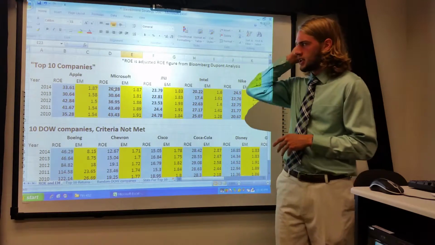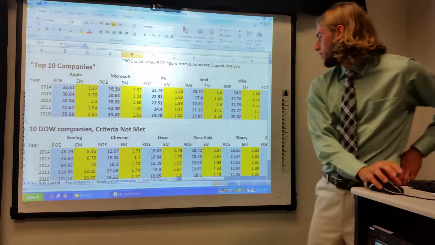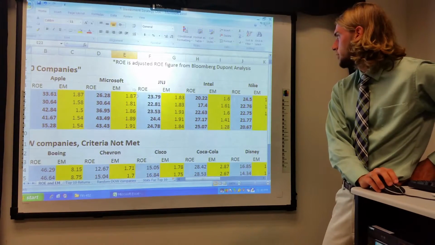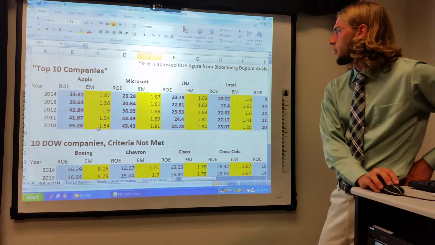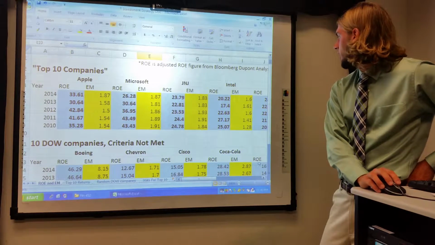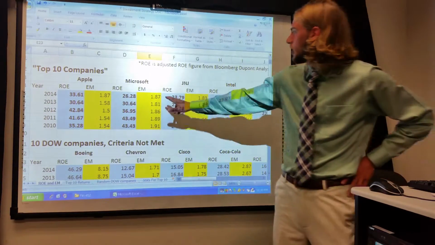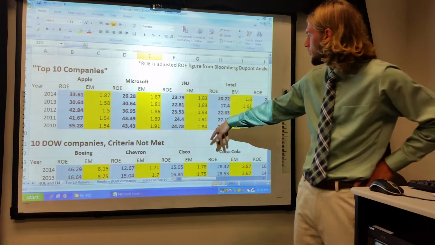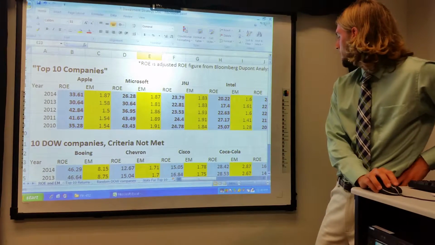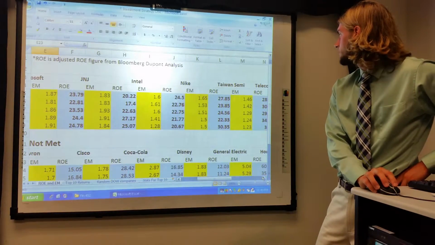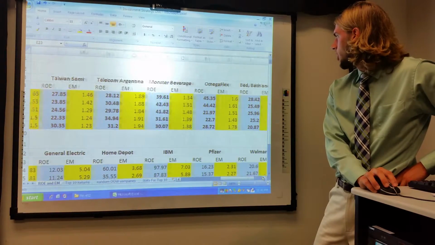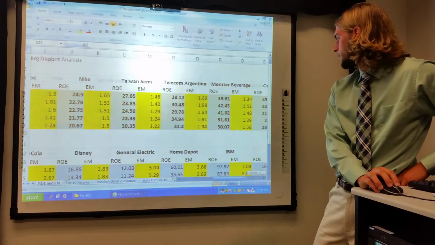And the 10 companies I have up here, I'll zoom in so you can look at their ROEs and their equity multipliers. Here I have Apple, Microsoft, Johnson & Johnson, Intel. You can see all of their ROEs are north of 20%, with equity multipliers usually in the range of 1.5 to 1.8. Nike, Taiwan Semiconductor, Telecom Argentina, Monster Beverage, Omegaflex, and Bed Bath & Beyond.